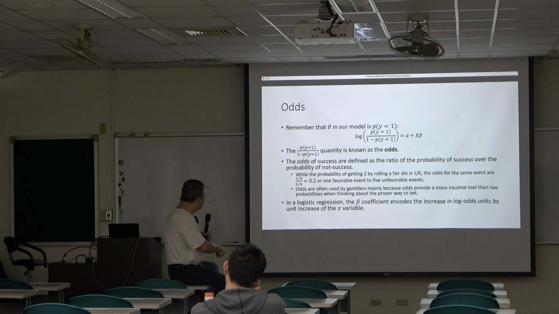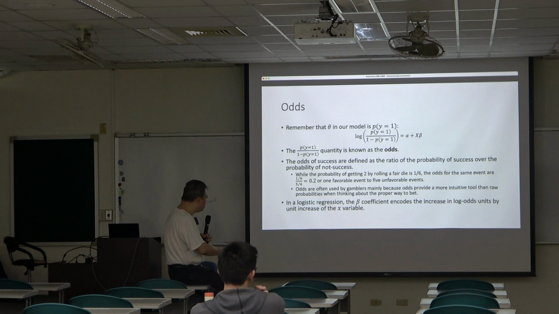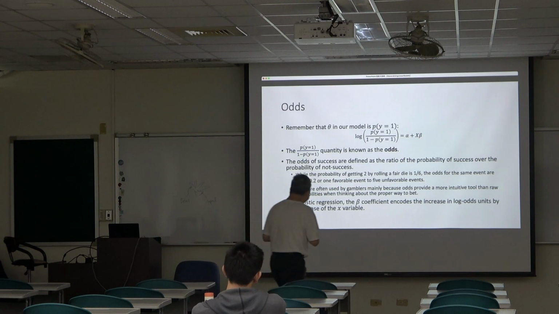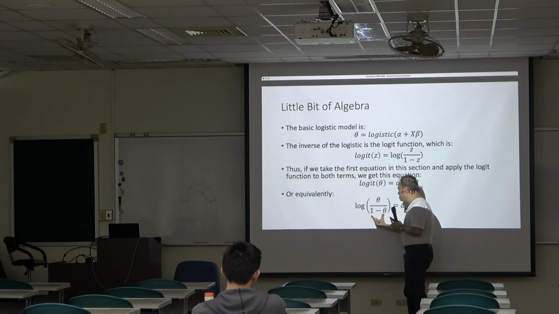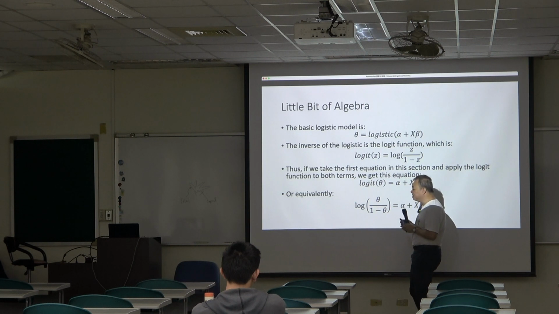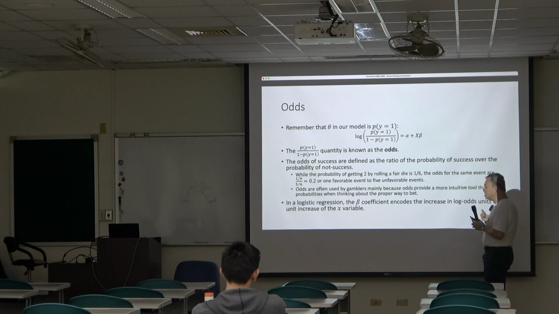But anyway, once we can write it like this, it means what? In a logistic regression, the beta coefficient encodes the increase in log odds per unit increase of the x variable. So when the x variable increases by 1 unit, the right-hand side increases by 1 unit, and the log of your odds increases by 1 unit as well. So that's why we call it the increase in log odds.